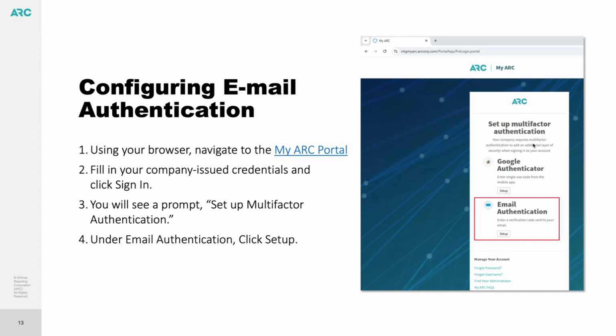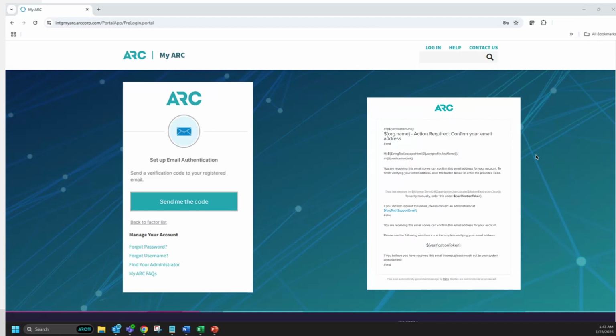If you don't want to use Google Authenticator, you still have to MFA to log into MyArc. This is a requirement. So at least one of these has to be in place, and email is going to be the default. So if you don't want Google, then you will click Setup under Email Authentication, and it will then pop up a screen that will have, next slide. You'll click Send Me the Code, and it will send you a code to your email that will confirm you've been enrolled in the authentication factor, and it will also have the code that you then put in and you then log into MyArc.